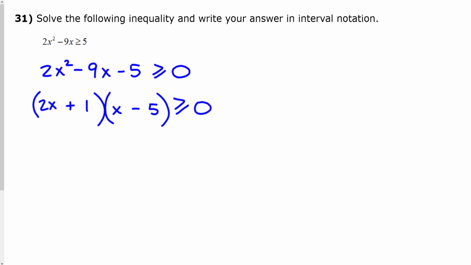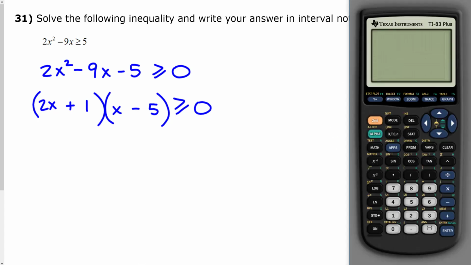So the issue lies in, since this is a parabola, actually, I'll tell you what, let me graph it on the calculator so we can actually see this particular parabola. So under y equals, I'm going to graph 2x squared minus 9x minus 5. When I graph this, I'm looking for where this function is positive and where it's negative.